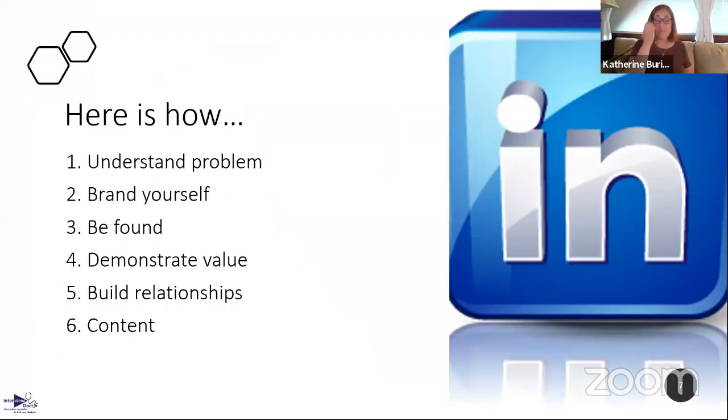Here's how we're going to do it today. We're going to have 6 steps, 6 tips that we're going to look at. First, we're going to look at understanding the problem. 2, brand yourself. 3, be found. 4, demonstrate value in some way to your target audience. Build relationships is number 5. And number 6 is content.